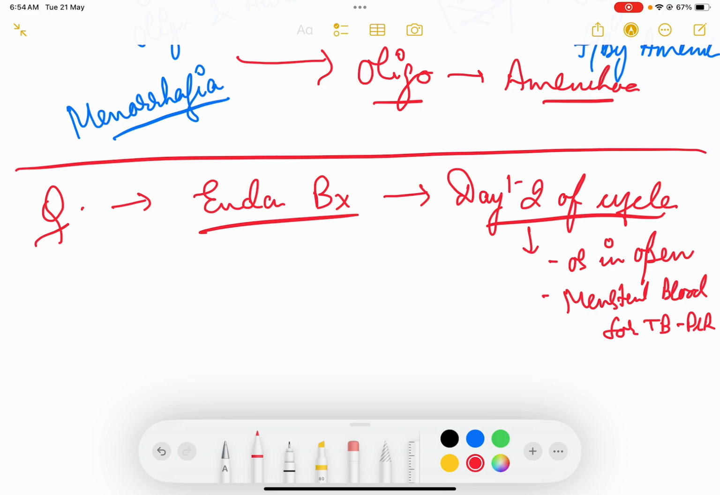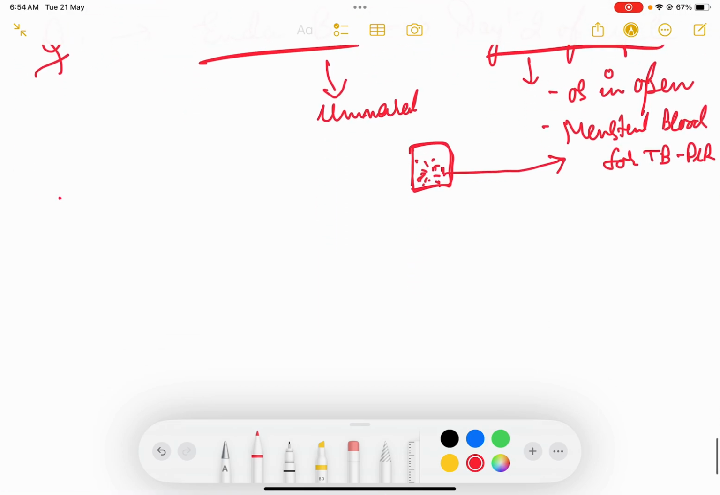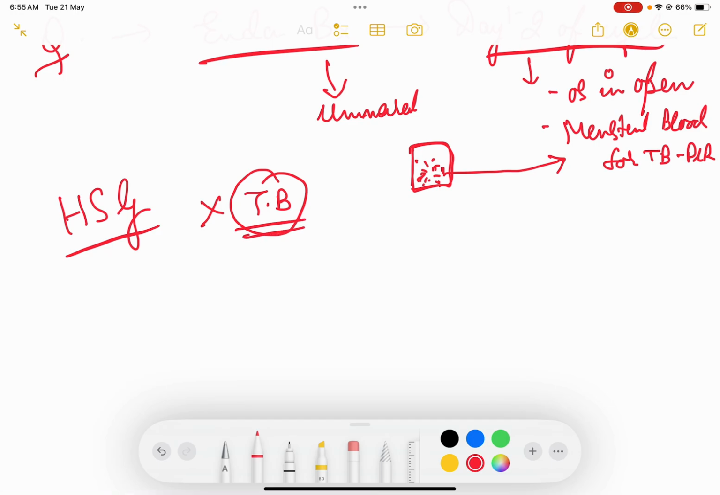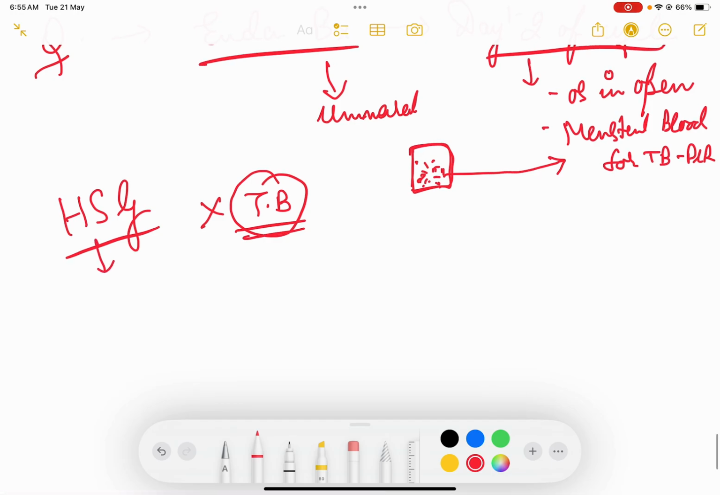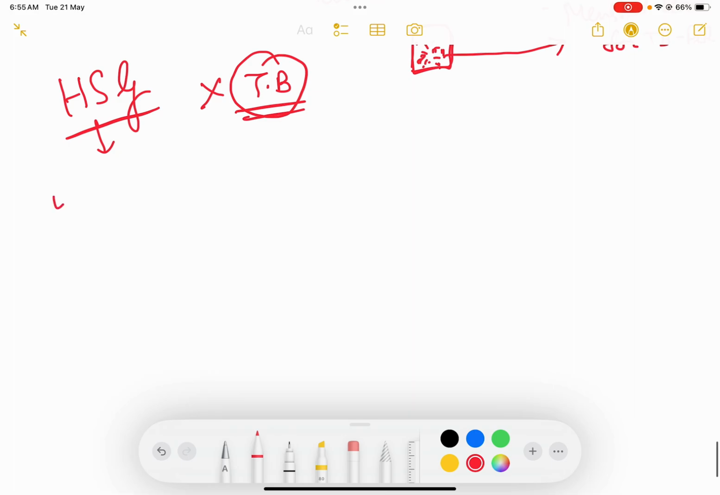If it is an unmarried girl, then do not take an endometrial biopsy. For an unmarried girl, you just give her a container and ask her to collect the menstrual blood. They will bring the menstrual blood, 1 to 2 ml of blood is okay, and you directly go for TB PCR. Apart from that, HSG, hysterosalpingography, is contraindicated in genital tuberculosis. If tuberculosis is established, HSG should not be done because it will lead to dissemination of the disease into the peritoneal cavity. But if HSG is done for another reason, maybe for infertility, opportunistically you can diagnose that the patient is having genital tuberculosis.